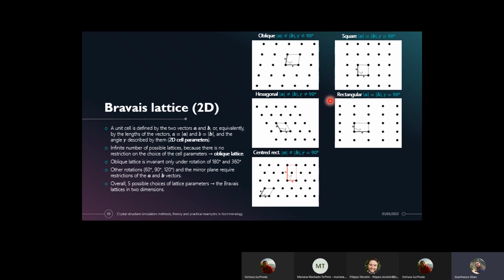So we have, in 2 dimensions, 5 possible Bravais lattices that are the oblique, the square, the hexagonal, the rectangular, and the centered rectangular lattice. Sorry, here the hexagonal gamma should be 120 degrees, not 90 degrees. It's an error.